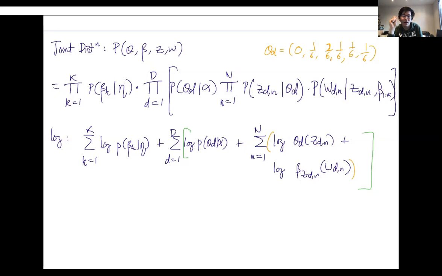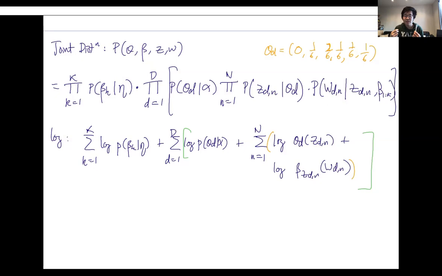So what are we trying to do? Remember, we're trying to calculate this posterior, and we know that the posterior is proportional to the joint distribution. So if you understand the joint distribution, you can sort of understand the posterior. It's not that different. So we're going to look at the joint distribution and try to intuit what this thing is going to do when we try to fit this.